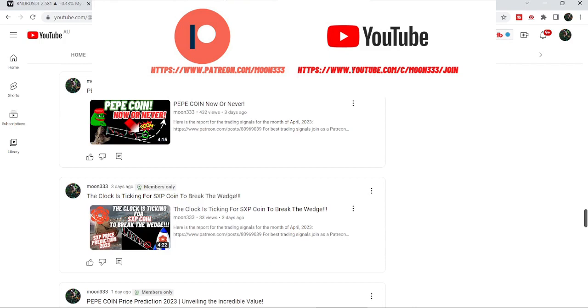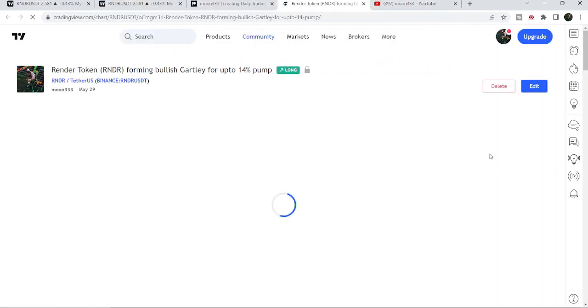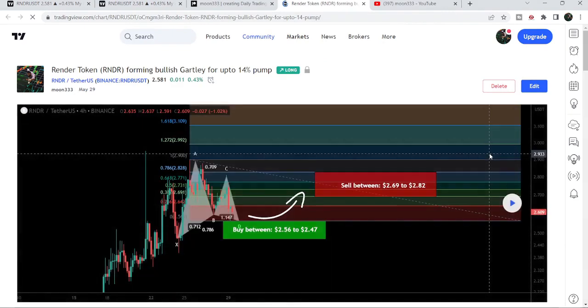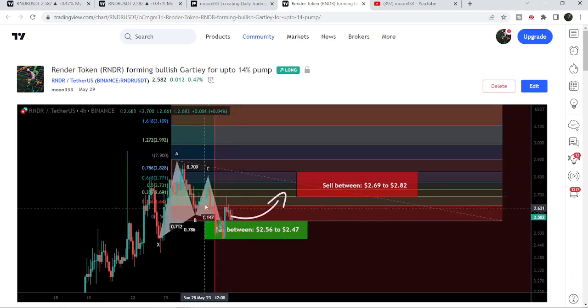And first of all, let me begin with this most recent trade signal of Render that I shared with my members almost 2 days ago. And that was a harmonic bullish reversal Gartley pattern that Render has formed with the US dollar pair on a 4-hour time frame chart. And if I play this chart, then you can see that the price line has started a very nice reversal. First, it dropped more down inside this buying zone of this Gartley move.